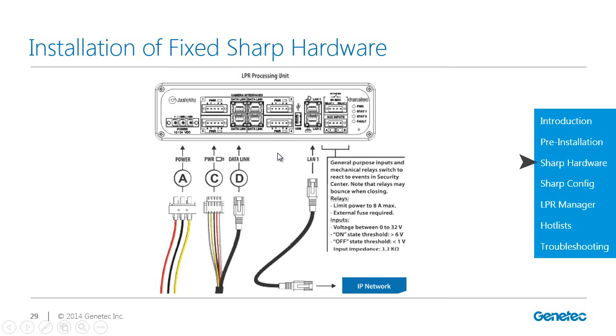So really the only difference if you're using the Sharp X in a fixed system versus the mobile is that the processing unit isn't going to connect to the in-vehicle computer, but this is going to go right to your IP network instead.